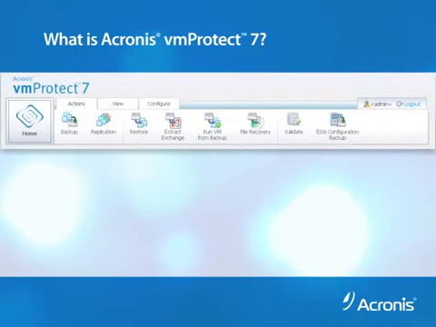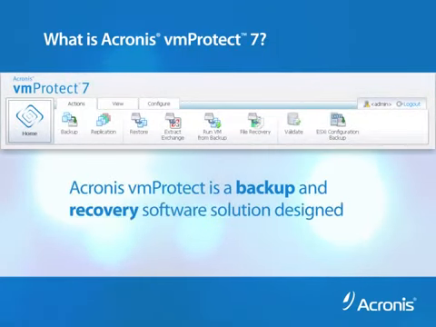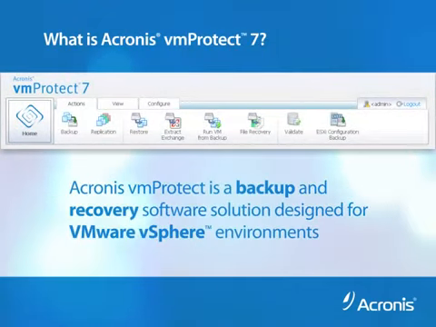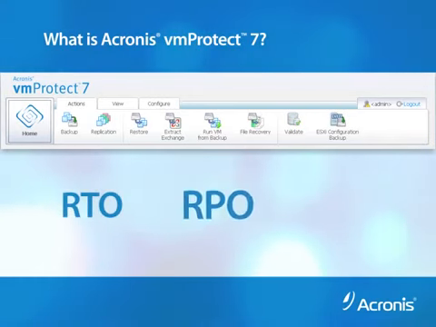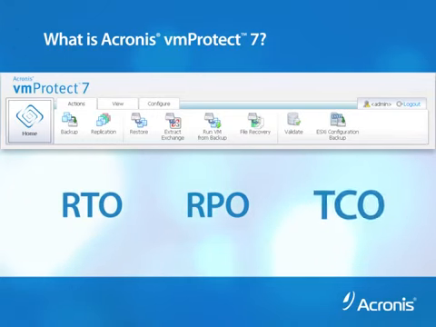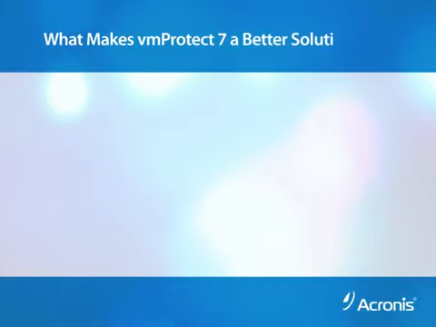Acronis vmProtect 7 is an easy-to-use, reliable backup and recovery software solution for VMware vSphere environments. It's designed to address the three most pressing issues of virtual environments: meeting recovery time objectives, meeting recovery point objectives, and reducing total cost of ownership. It simplifies physical to virtual or virtual to virtual conversions and gives you a choice to install as a virtual appliance or standalone.